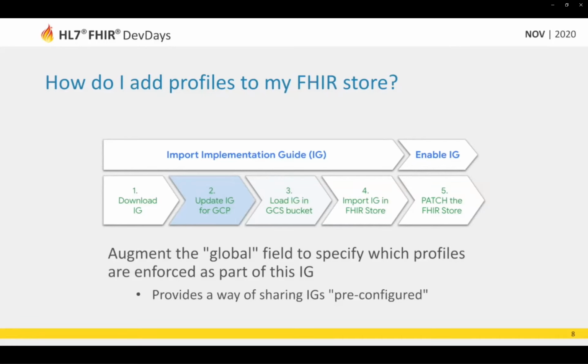So we have created this system for defining which profiles or structure definitions you actually care about by using the global field. This is just a standard FHIR field on the implementation guide, and the purpose is to declare what profiles are in the implementation guide. If other FHIR servers take up this convention, then this could be a standard way of pre-configuring what an implementation guide specifies should be enforced. But we're looking for feedback on this specifically.